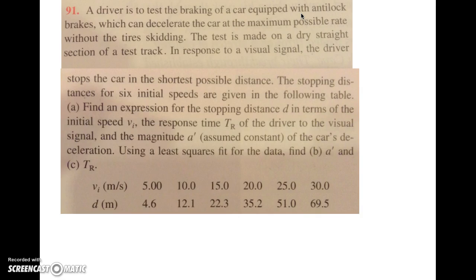A driver is to test the braking distance of a car equipped with anti-lock brakes, which can decelerate the car at the maximum possible rate without the tires skidding. The test is made on a dry, straight section of a track. In response to a visual signal, the driver stops the car in the shortest possible distance. Stopping distances for 6 initial speeds are given in the following table. Find an expression for the stopping distance d in terms of the initial speed v, the response time t of the driver to the visual signal, and the magnitude a, which is constant, of the car's deceleration.